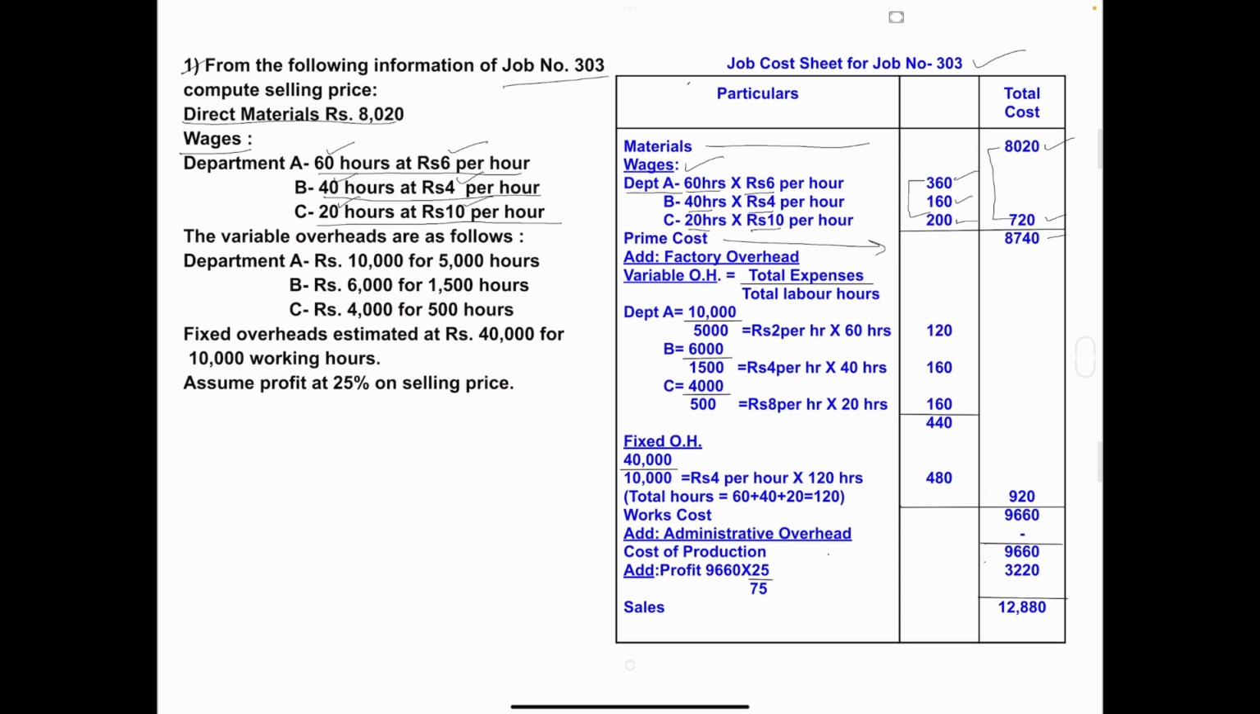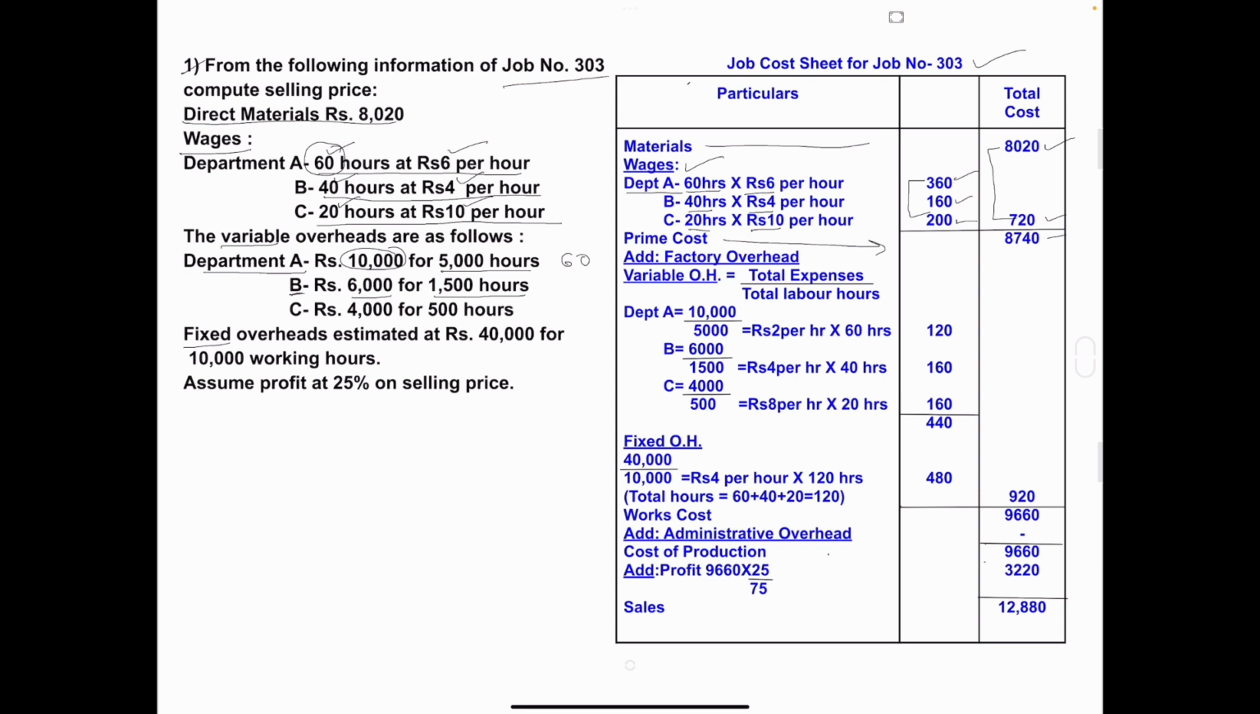Next, add factory overhead. In this problem, factory overhead is classified into two types, variable and fixed. First, we will take variable overhead. See the problem. Department A, rupees 10,000 for 5,000 working hours. Means if department A has worked for 5,000 hours, then the variable overhead amount is 10,000. But this department A has worked for how many hours? 60 hours. Yes.